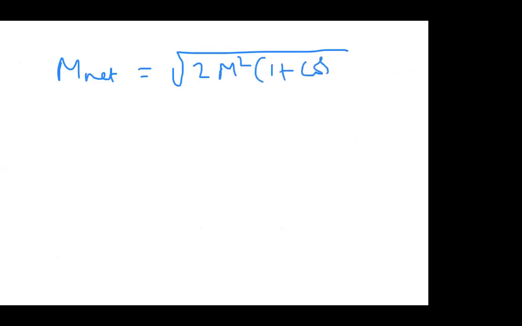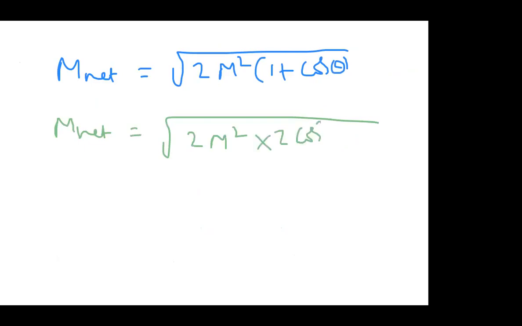Let us take the next page here. What happened? M net is equal to, now what should I write? In the previous step, we have written it as 2m square into 1 plus cos theta. We know from our maths, 1 plus cos theta can be written as 2 cos square theta by 2. This is the value for 1 plus cos theta. Trigonometry identity says like that.